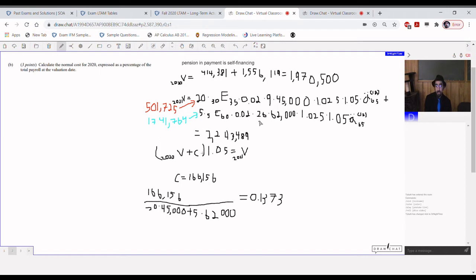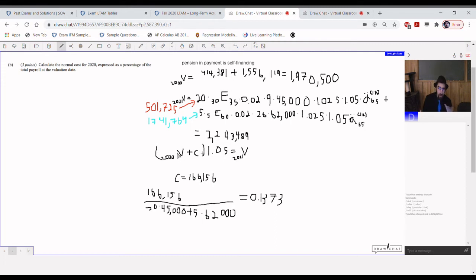We do multiply by an additional 1.05 for one more year of interest happening. Then the other changes that we make is the 8 years and 25 years of service turn into 9 years and 26 years of service. And the salaries multiply by 1.025 because they told us that was going to happen at the beginning of the problem. So for the 35-year-olds, this comes out to 501,725. For the 60-year-olds, it comes out to 1,741,764. Crunch those together, you get 2,243,489, and we just use a formula.